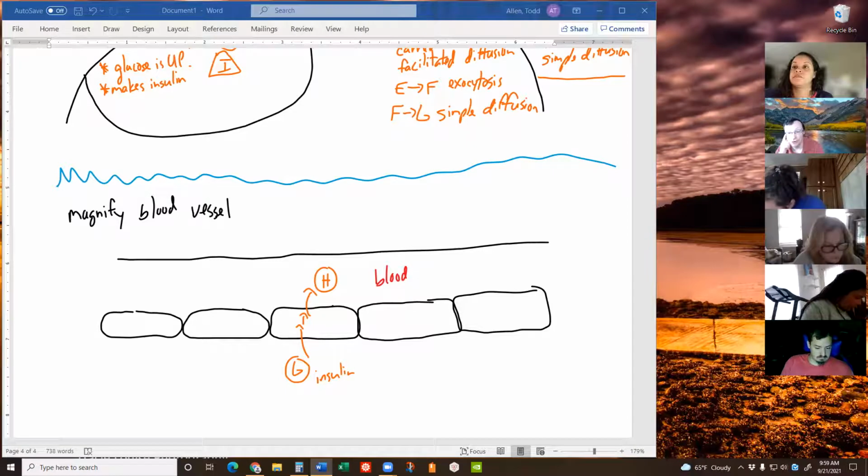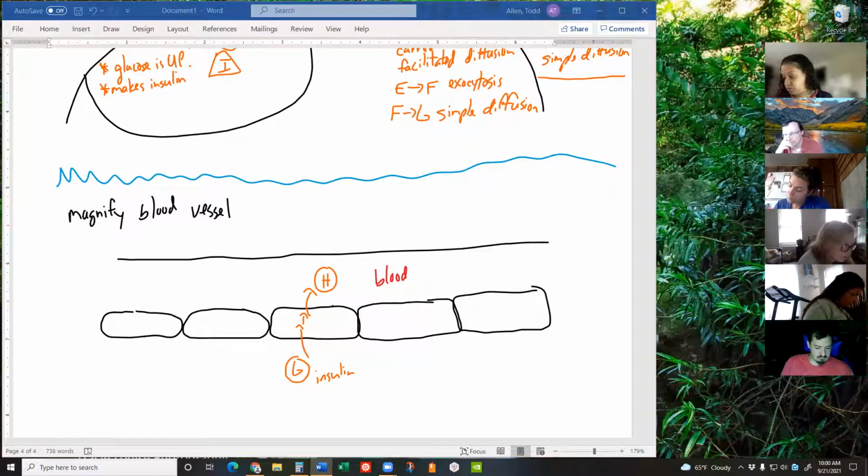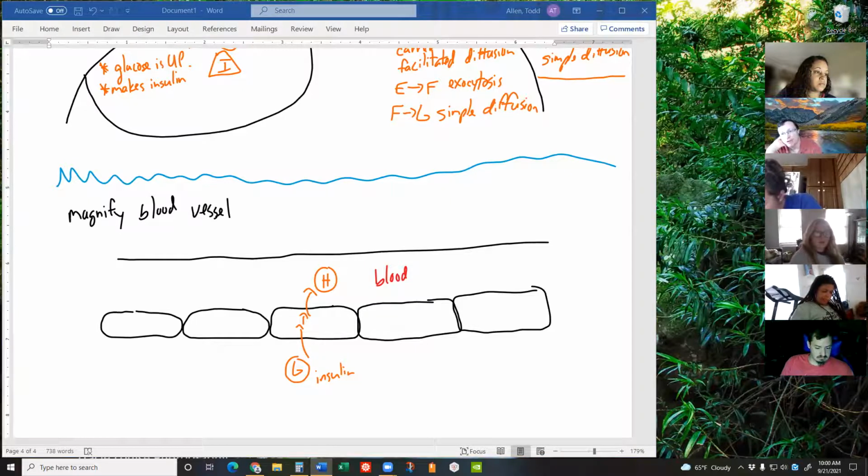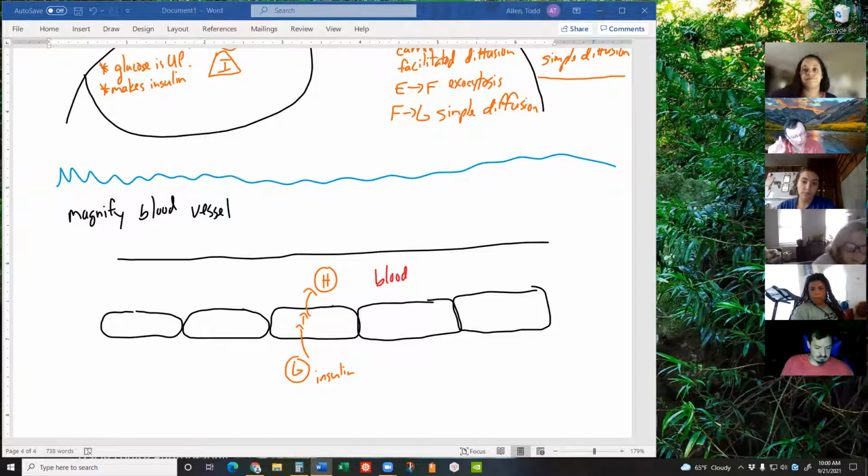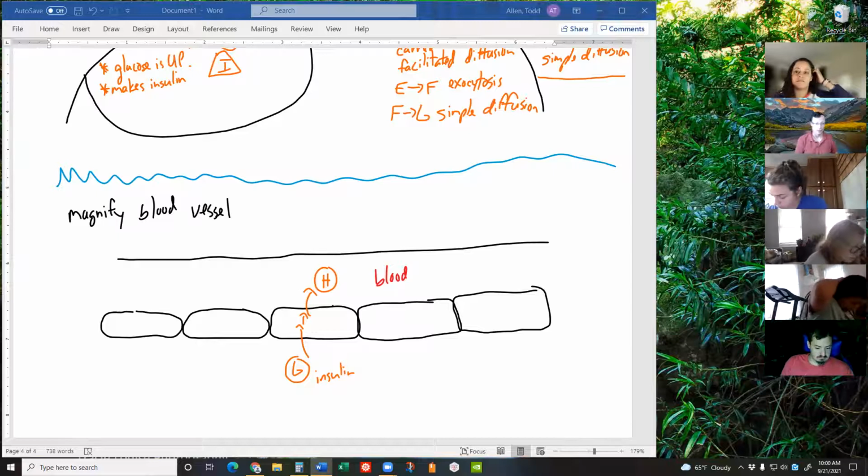It is not endocytosis. It's not active transport. Sierra, okay, good. Take a look at Sierra's answer. Sierra's answer is right. It's going to be transcytosis, right? Transcytosis. So G to H.